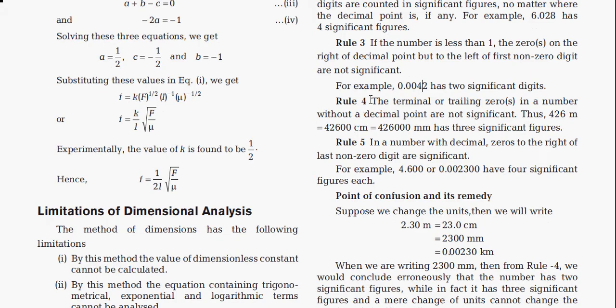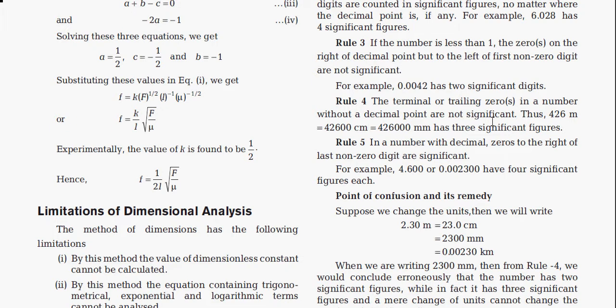The terminal or trailing zeros in a number without a decimal point are non-significant. Thus 4.26 meter or 4260 centimeter or 4260 millimeter has 3 significant figures. So whenever at the right you get 0 0 0, you don't need to consider those values.